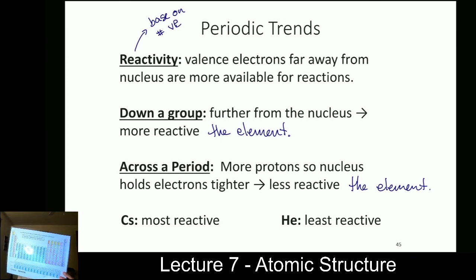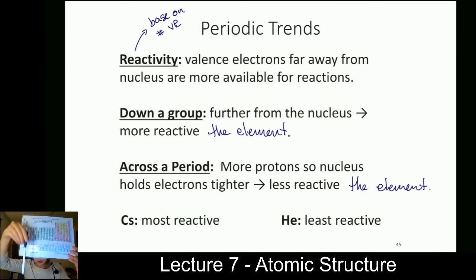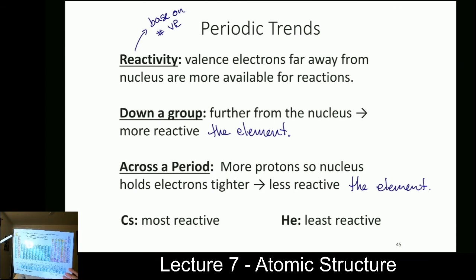Okay, so if we put those things together, down a group is more reactive, across a period is less reactive. That would make cesium the most reactive element in its elemental form, and it would make helium the least reactive element in its atomic form.